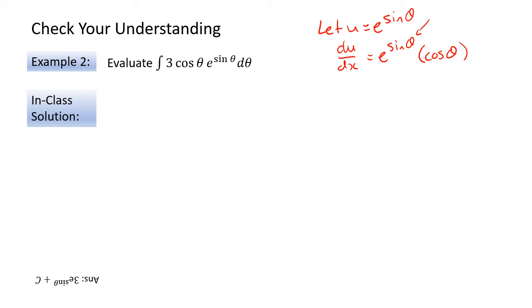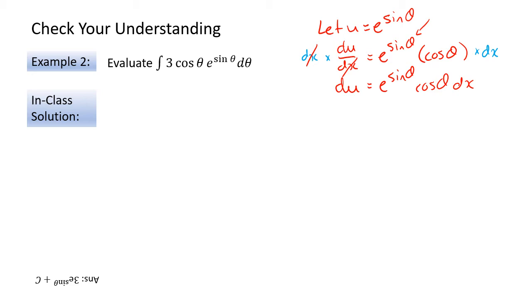In this case now, solving for du, I'm going to multiply both sides by dx. The dx cancels here, and we're left with du is equal to e to the sine theta cosine theta dx. And you can see that's almost the whole function here except for this number 3, which again, a constant in an integral doesn't matter because you can move it out of the integral.